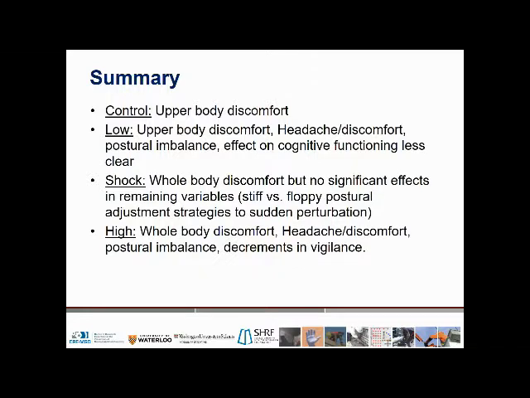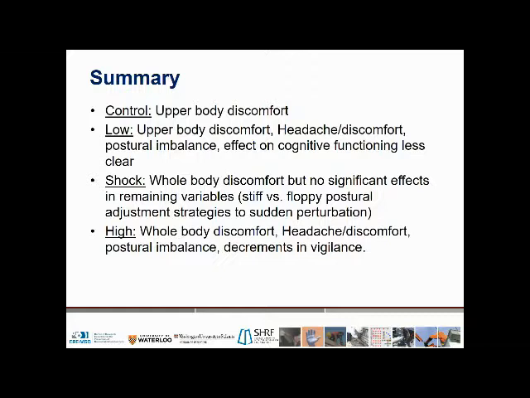So just to summarize, we observed upper body discomfort in our control condition without vibration. In our low condition, we found upper body discomfort, increases in headache and discomfort, and postural imbalance, but the effect on cognitive functioning was less clear. And this was due to some discrepancies between our cognitive measures.